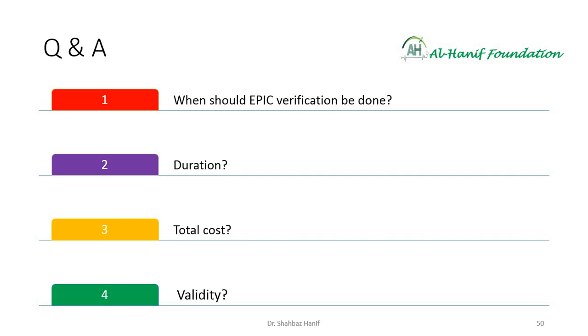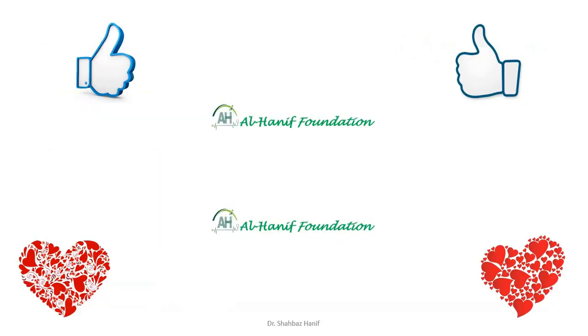Number 3 is total cost. $125 for establishing an account, $90 for verification. That becomes $215. Plus, if your credential is in another language, then for translation you may need to pay $50 extra. So that becomes $265. Validity: once done, it could be used as long as you live. That's a pretty long duration, right?